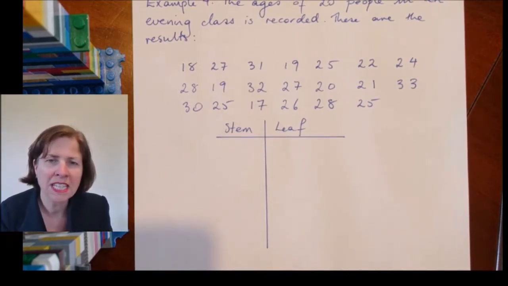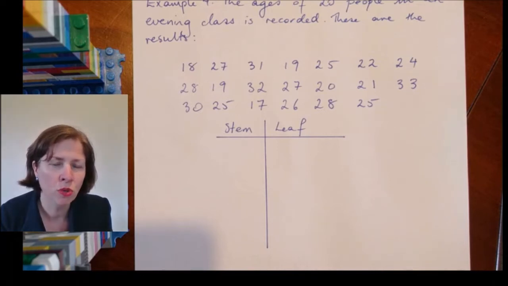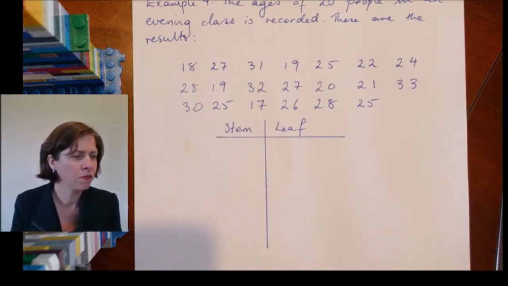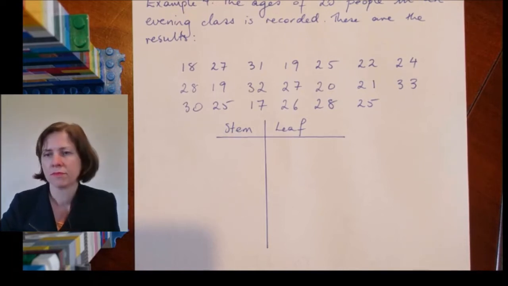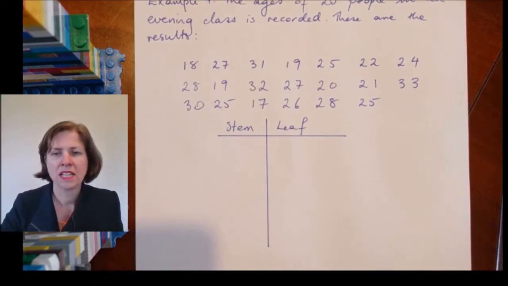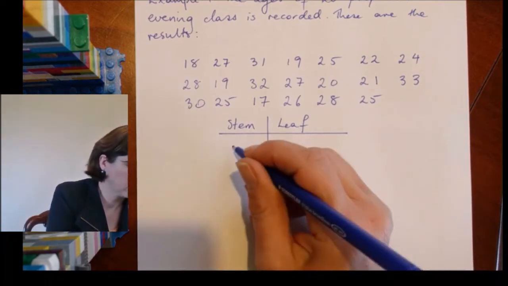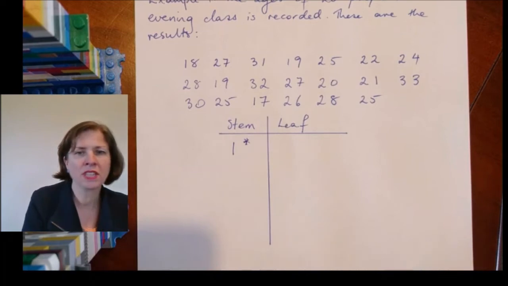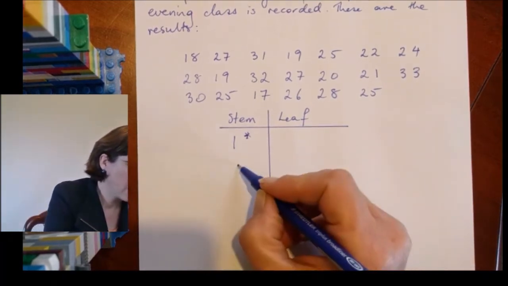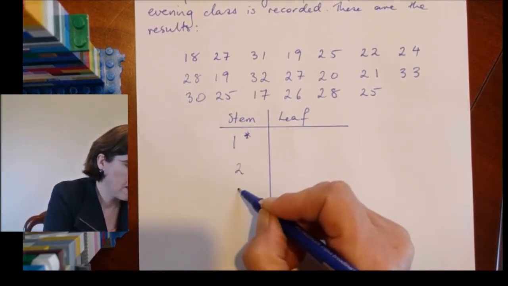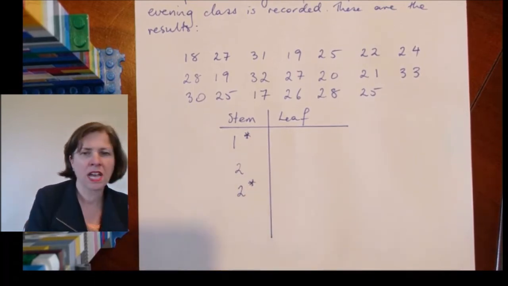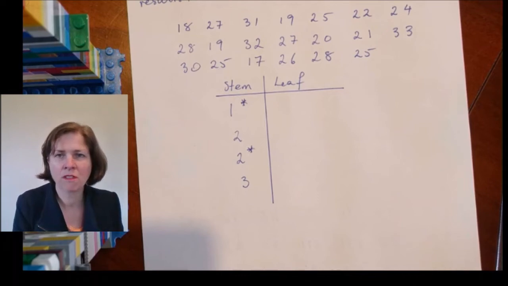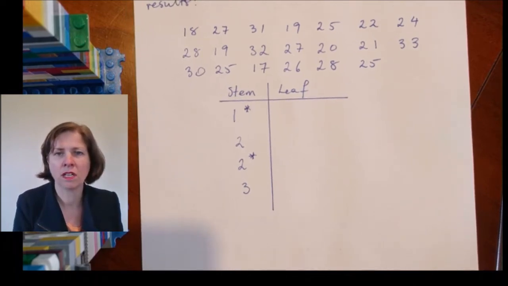So the solution for this is I break them up into 2 groups, and my 5 is going to be my cutoff. So what I'm going to do, I'm going to start with a 1, and I'm going to put a little asterisk next to it, and I'll explain what that means in a minute. Then I'm going to have a 2, and then another 2 underneath with an asterisk, and then I'm going to have a 3. I think that's going to cover me. I don't think I've got anything bigger than 35.